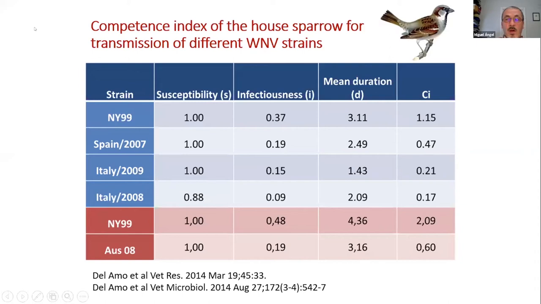Changing a little bit of species, the house sparrow was also used to calculate the competence index, that is the ability of this species to transmit the virus to mosquitoes, with viruses from different origins, from different strains, New York 99, Spain, Italy, etc. Blue and red colors are different experiments. I will call your attention to the last experiment using New York 99, which is a lineage 1 West Nile virus, and Austria 2008, which is a lineage 2.